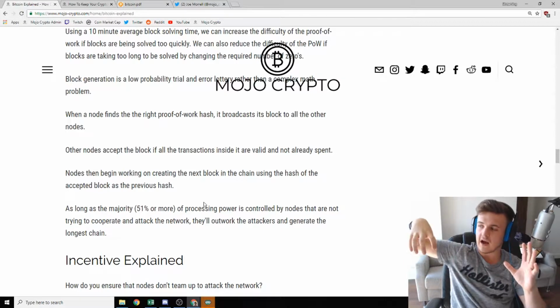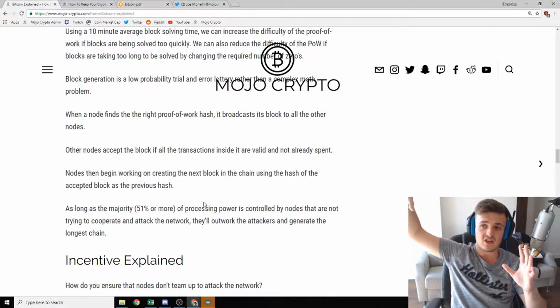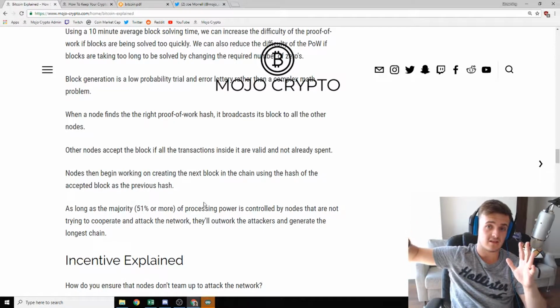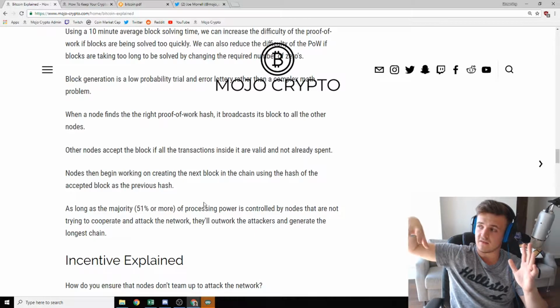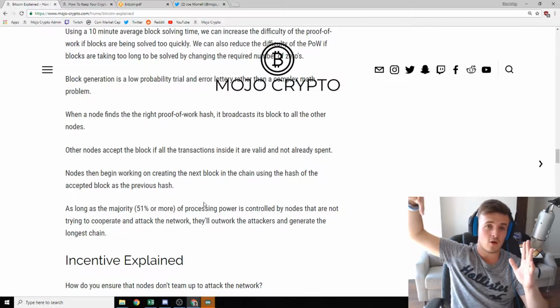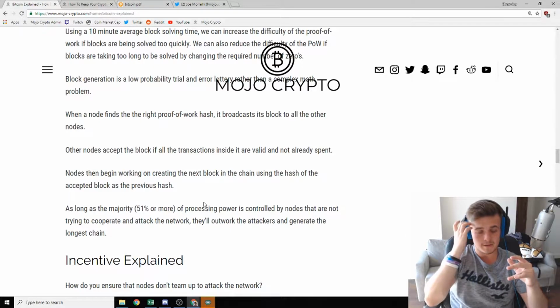So you can carry on building your own little side chain here. Nobody's going to listen to that because it's different to all the honest people. Everyone that's being honest will have the same thing, so if you change anything, it's going to be different. So you just make your own little boring chain over here that nobody cares about. So that's how that works.